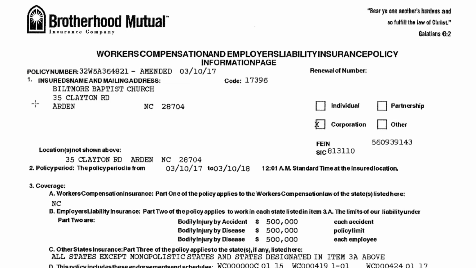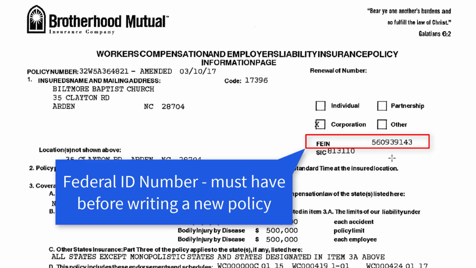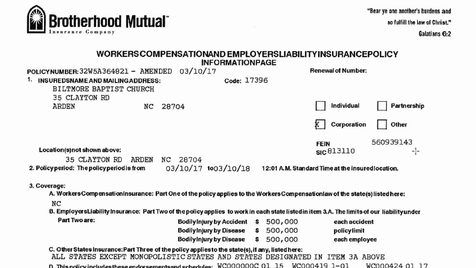On the right side of the page, you will see the FEIN, their federal ID number. If we're writing a new policy, we have to have that in order to write the policy. So agents should be aware to get that when they're first quoting. And directly under that is the location where the employees work. So you might see on this particular example, it is the same location as the mailing address, but it can be different. Obviously, if it's a P.O. box on the mailing address, the location will be the physical location.